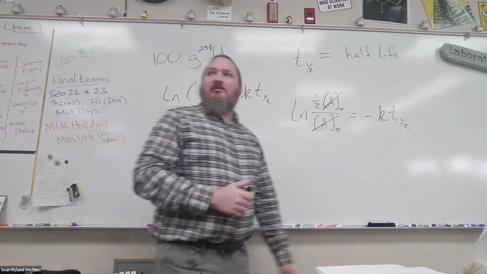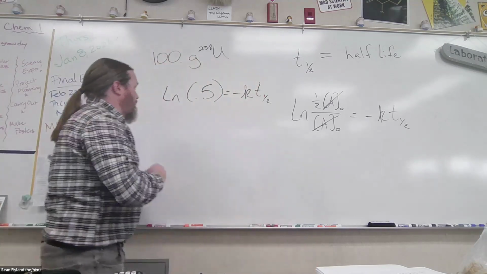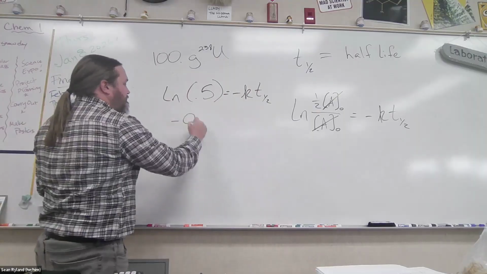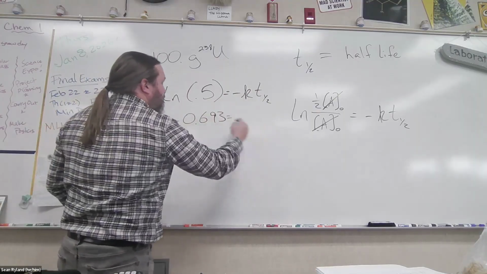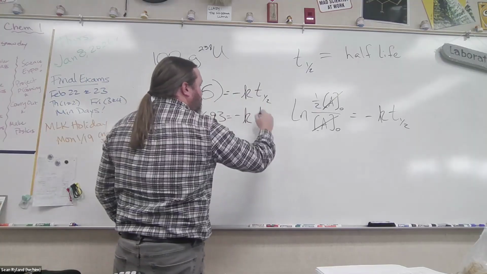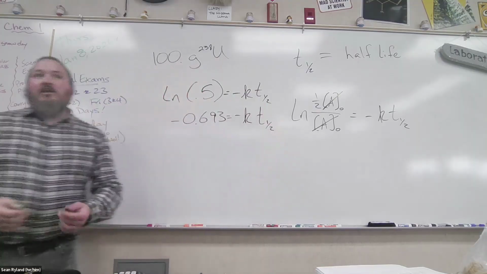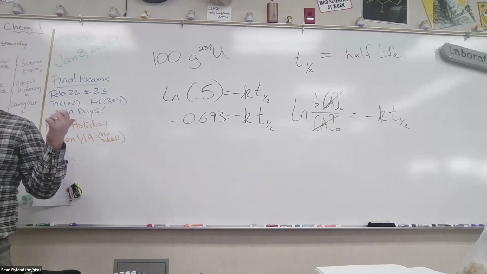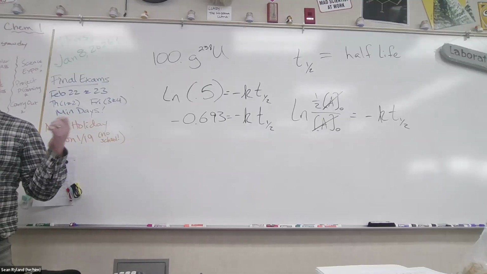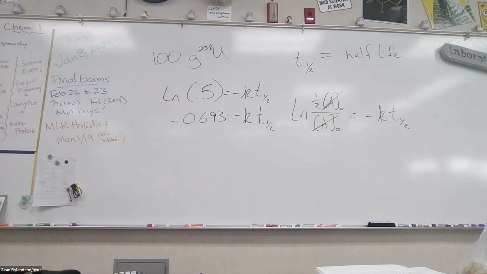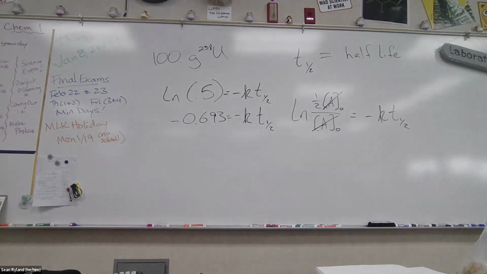0.693. So now, as long as we know what our half-life is, we can get K really easily, right? That's where I was going when I said that these are the same equation written differently. At the half-life, this just turns into 0.5. And if you plug in a number for the half-life, we can solve for K. Or if we know K, we can solve for the half-life.